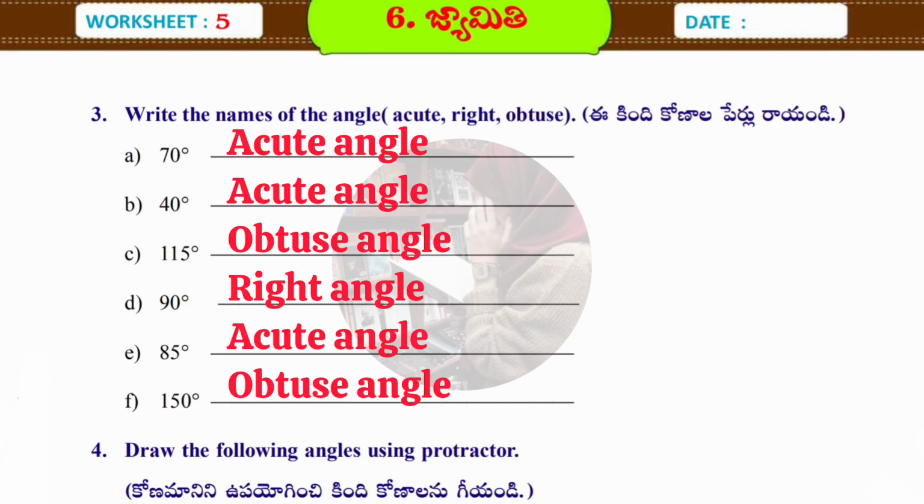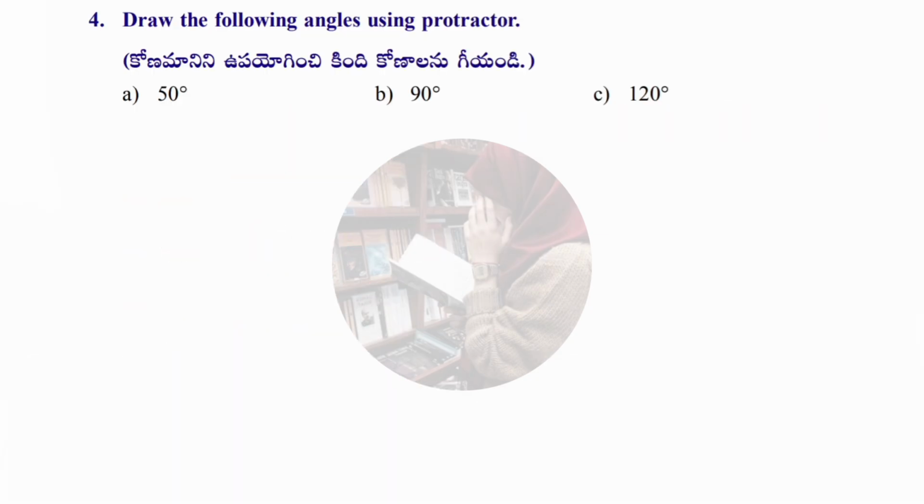70 degrees is an acute angle. Next, 40 degrees is also an acute angle. Then 115 degrees is an obtuse angle. Then 90 degrees is a right angle. Okay, next 85 degrees is an acute angle. Then 150 degrees is an obtuse angle. Understood, guys? Okay, let's move on to the fourth question, which is draw the following angles using protractor.